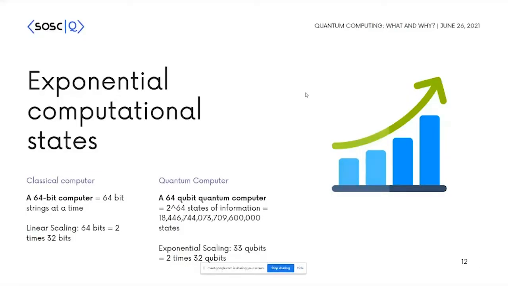So because you can store one qubit in many states, you can compute information in many states. If you were to compute in a classical computer, let's say a 64-bit computer, it can compute 64-bit strings at a time. But if you have a quantum computer, because a qubit can stay in multiple states, and because it's a qubit, so two states, you have 2 raised to 65 states of information. So the formula here is 2 raised to n, right?